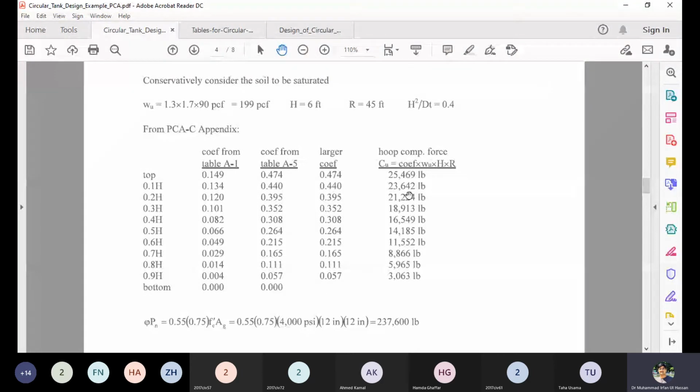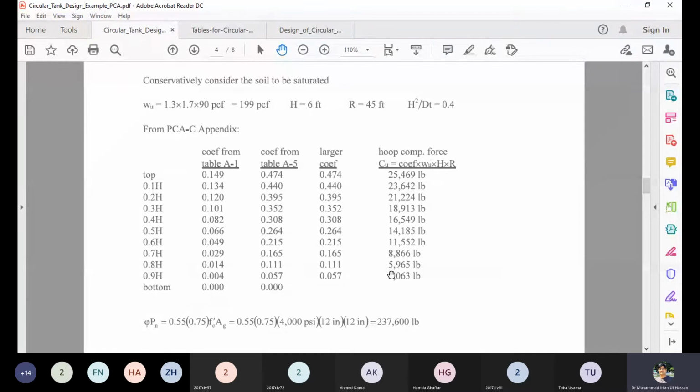So the larger coefficient is selected, and the compressive force formula is similar to the Tu: coefficient times Wu times H times R gives the maximum compressive force. Why are we determining the maximum compressive force? Because the steel was already designed for the hoop tension. So what will be the effect of compressive force? We just want to check whether the maximum compressive force developed is larger or lesser than the compression capacity of the concrete. There is a certain axial, bearing capacity of the concrete in compression, and that bearing capacity should be larger than the maximum compressive force.